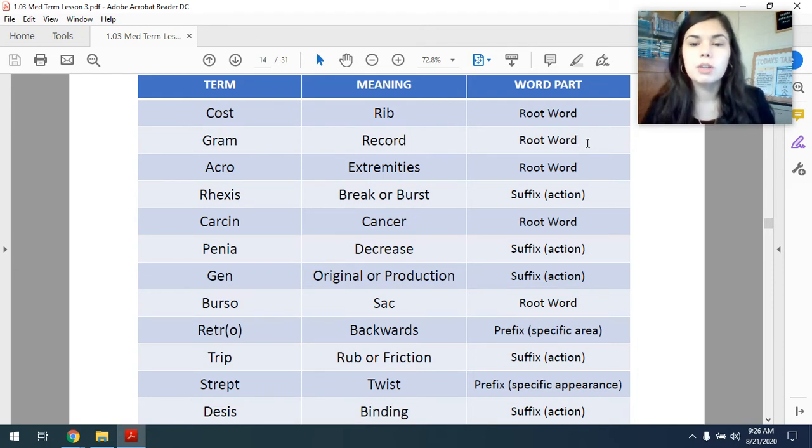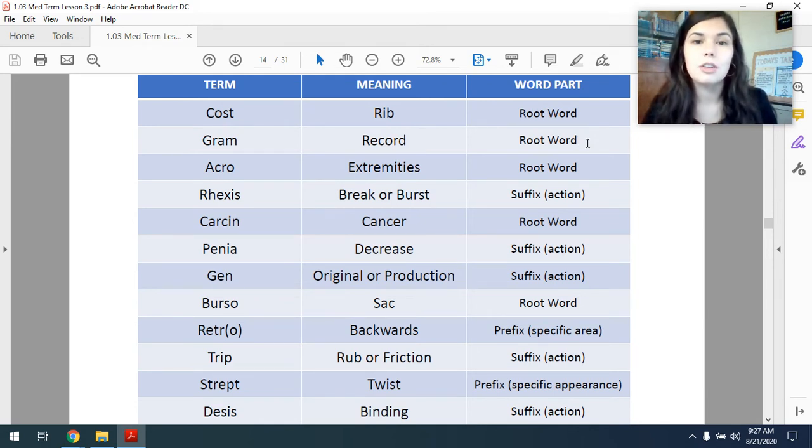Rhexis, to break or burst, is a suffix because it's an action. You are breaking or bursting something. Carcin means cancer, and it is a root word because cancer, once you have it, is a part of the body. So cancer is a root word.